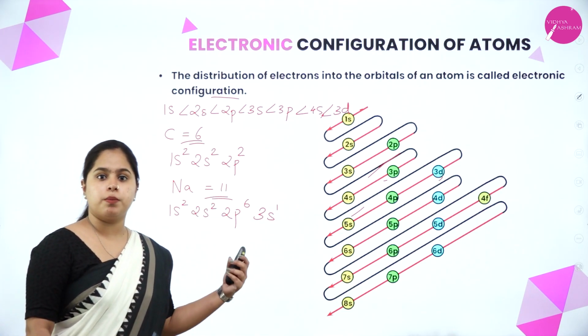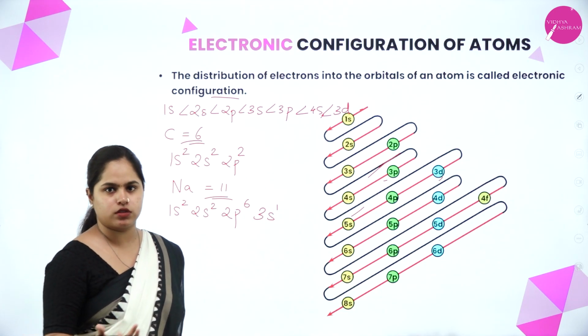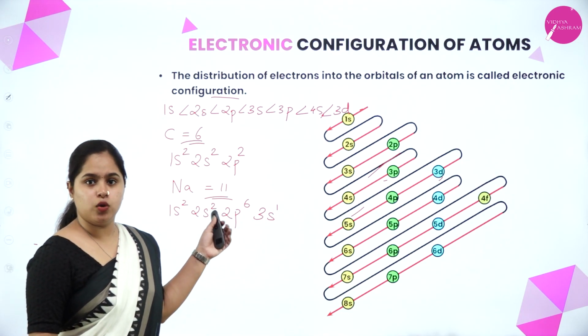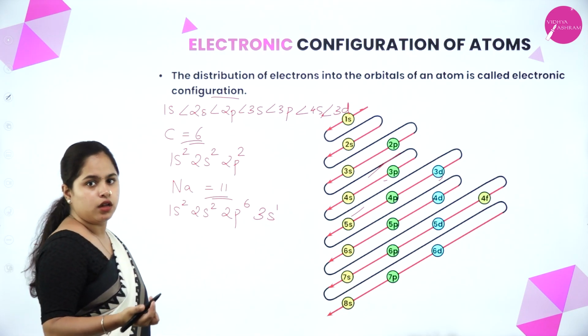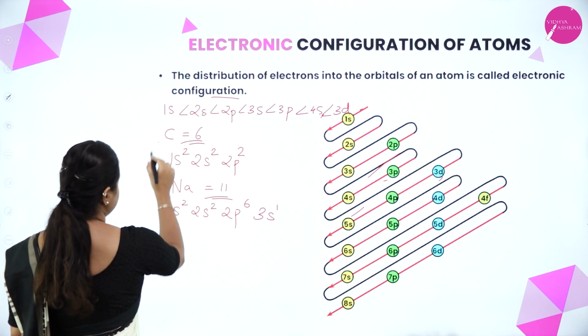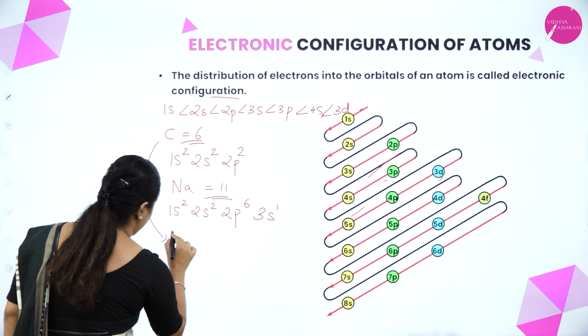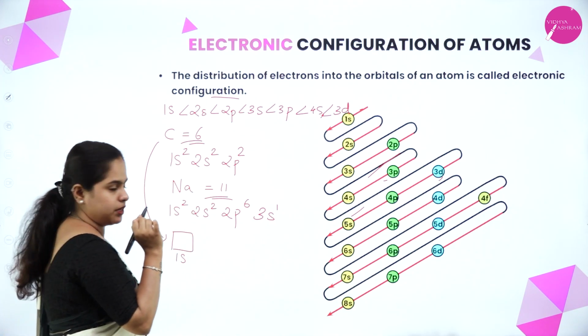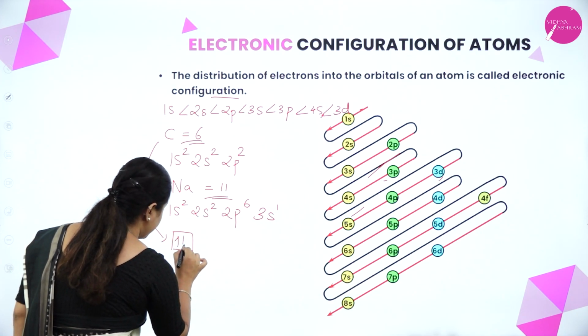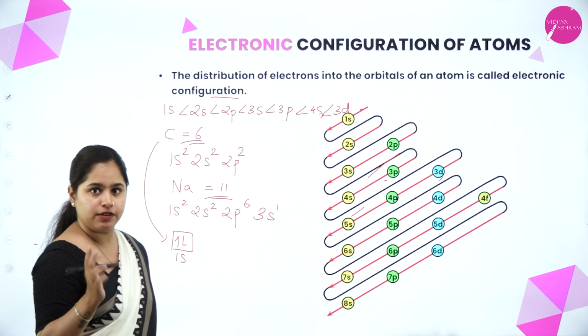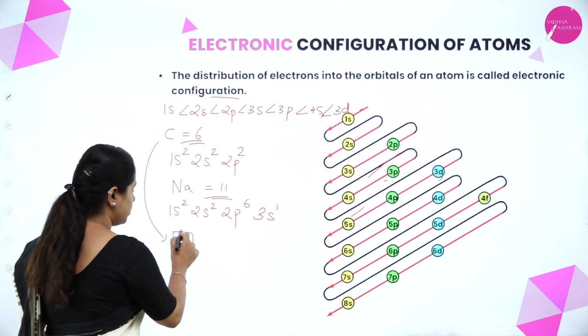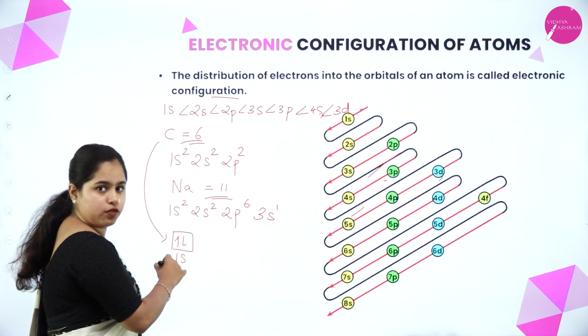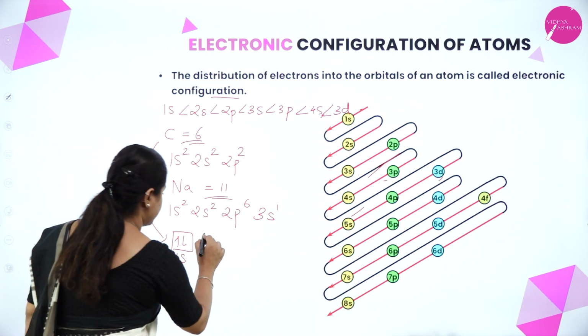Now you can also represent it in the form of orbital boxes. Let's see how to represent carbon in box form. I am drawing 1s. We know that 2 electrons are present in 1s and both of them must have opposite spin. We have already studied this. That is how it is represented: one in clockwise direction and one in anti-clockwise direction.